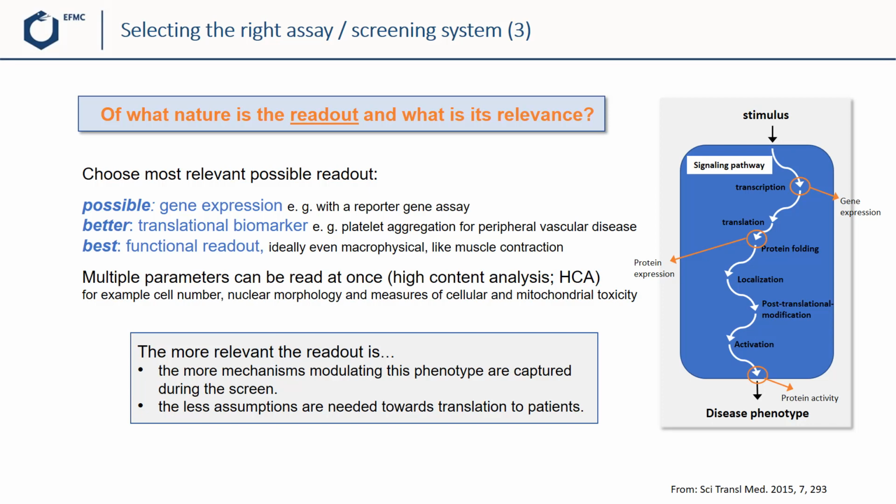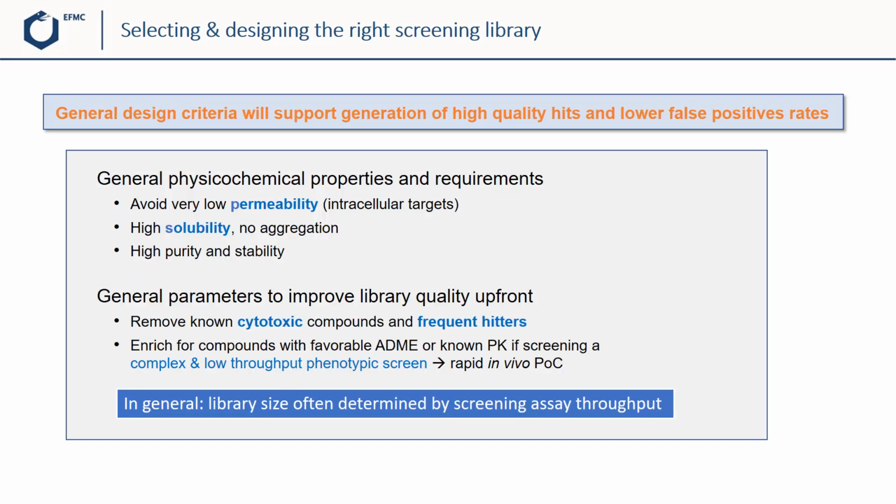With the fundamentals in assay design discussed, we would now look into which compounds to screen. What are the right compound design criteria that will support generation of high-quality hits and lower false positive rates? Wherever possible, it is advised to use compounds that fulfill general physicochemical quality requirements. This is more and more the case in compound collections around the world. It also depends on the assay type.